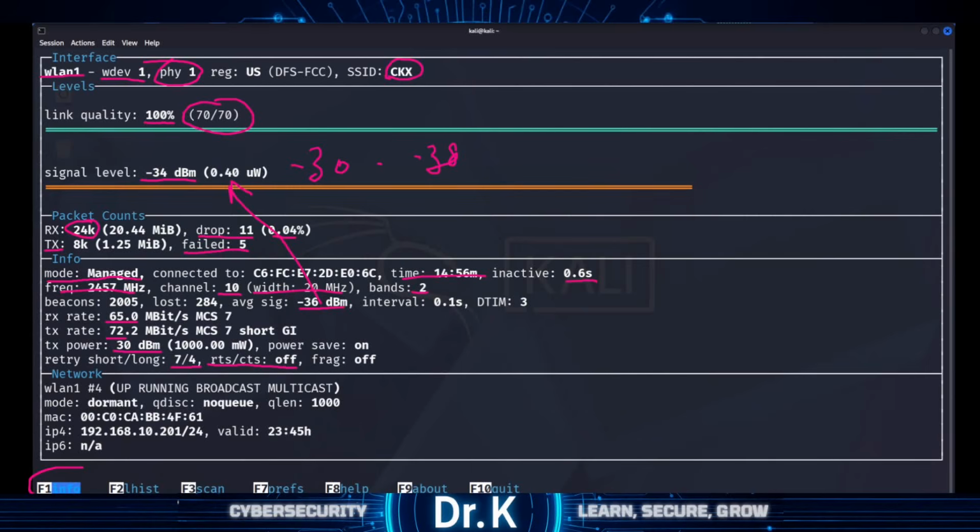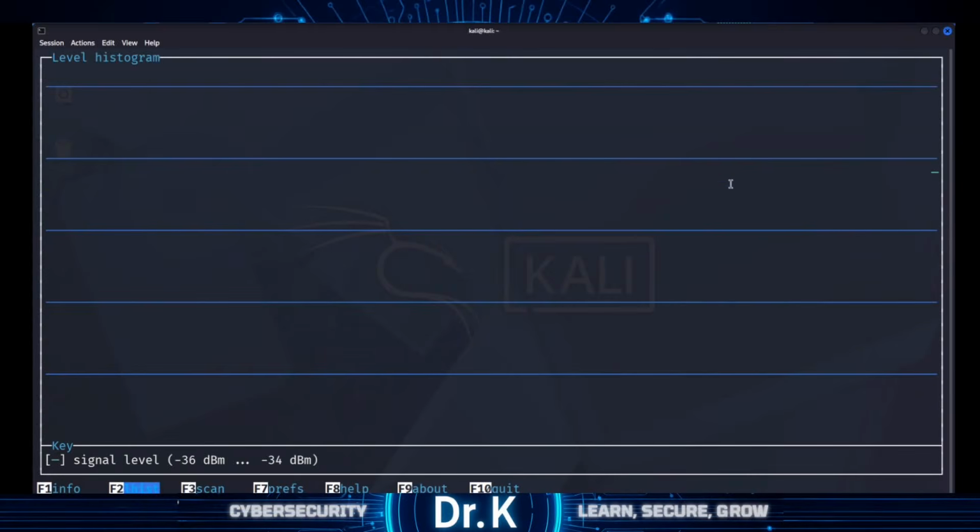Okay, that right there. That's what we're looking at. That is basically some information. So I can literally press F1, and that's going to give me the screen that I'm already on. But if I press F2, we can see the L list. Let me get rid of this little pencil right here. There you go. And you can see that I have that level histogram. Okay, this is history, this is graphs.